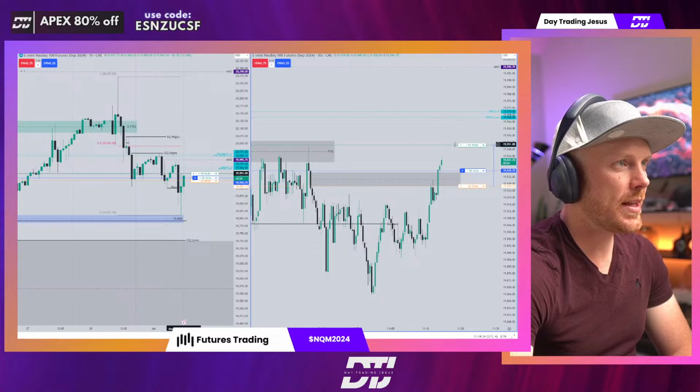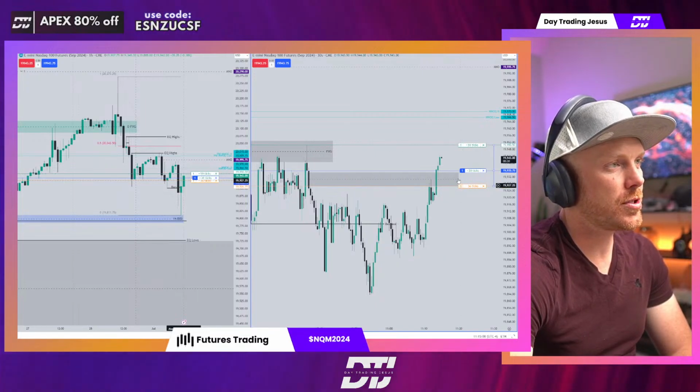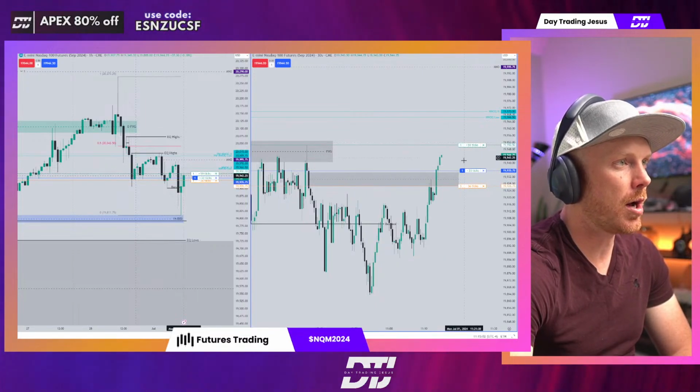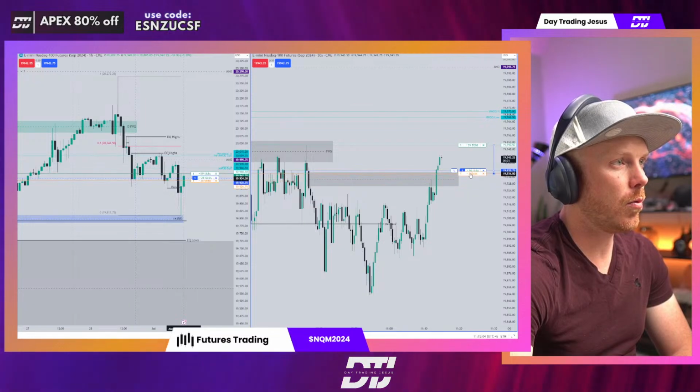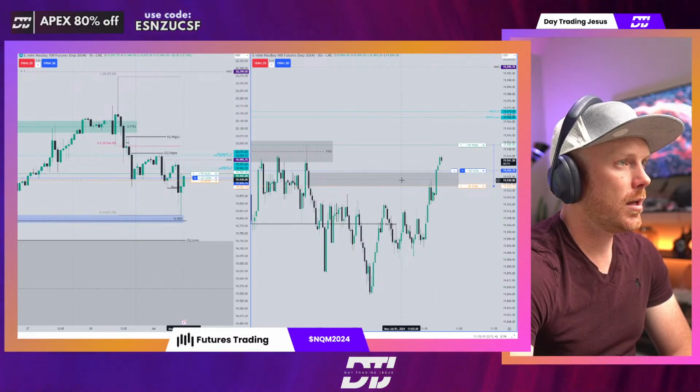Now, once we hit this level, you have three options. You can close the trade, you can take some off, and then you want to move your stop to break even as soon as we hit that level. Okay? So we haven't hit that level yet. We will want to take that off as soon as we hit that high.